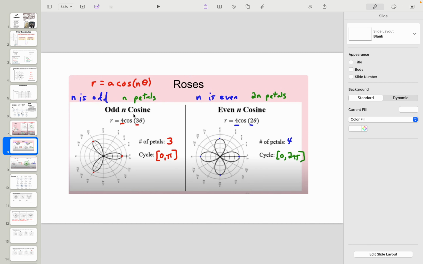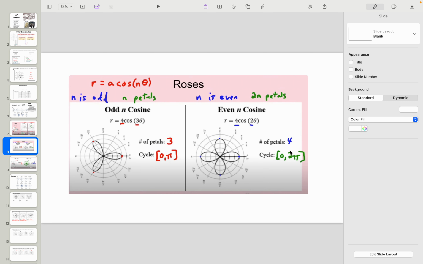All right, so one more time. Cosine function always starts on the polar axis. The 4 is telling you how big the petal is, right? If this was a 2, it would be a much smaller petal. And when we have an odd number here, we have exactly that number of petals. When we have an even number here, we have twice as many petals.